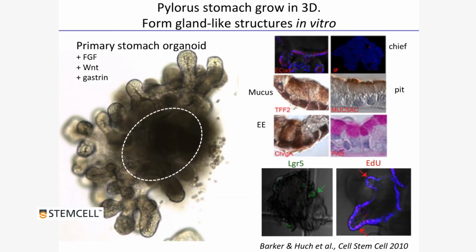In fact, in this very nice magnification, we clearly see this glandular-like domain surrounding the central lumen. And when we looked at the expression pattern, we did observe the appearance of all the different cell types present in the stomach epithelium, as well as the expression of LGR5 located at the very bottom of these stomach glands, as it was in vivo. In vitro, it was modeling what it was in vivo in the mouse.